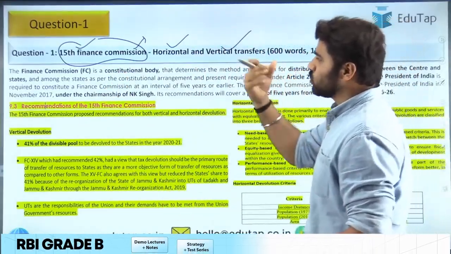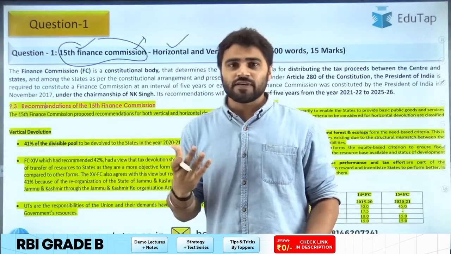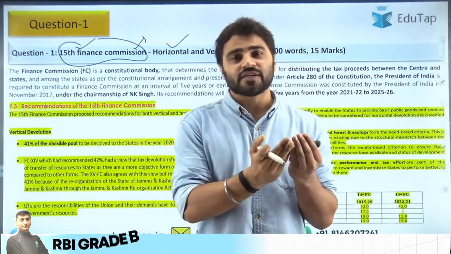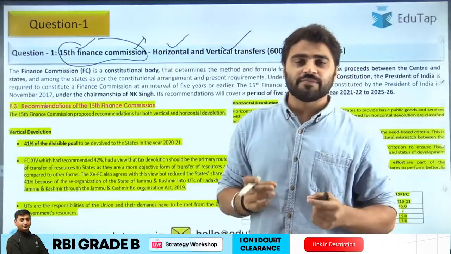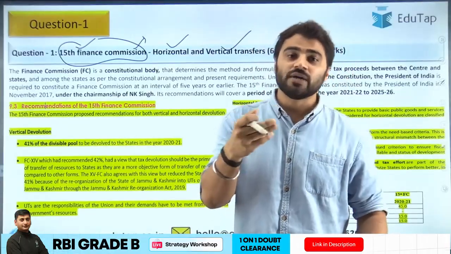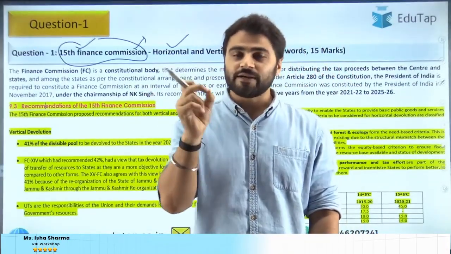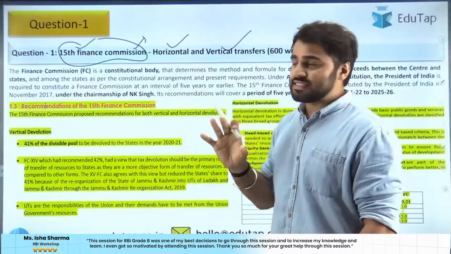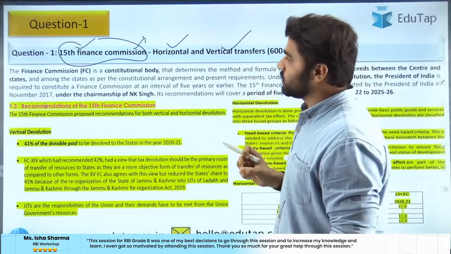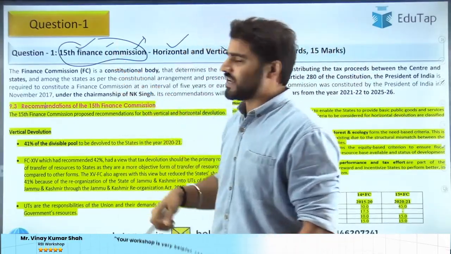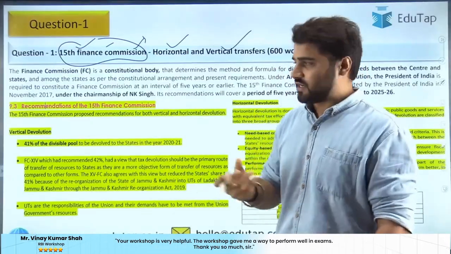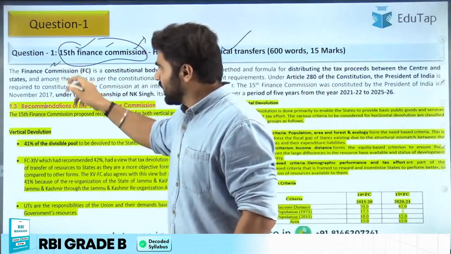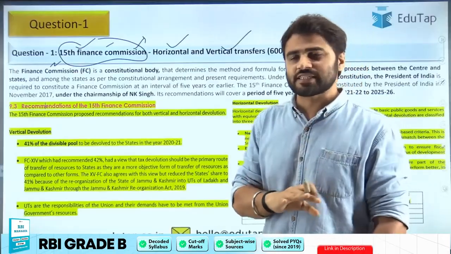So first of all guys, how to approach this particular question? We always say in our session that you have to read the question carefully, you have to highlight the keywords mentioned in the question, and guys, you have to break the main question into different micro questions, right? So this is how you need to approach any particular question. So if you talk about the 15th Finance Commission, first of all you have to introduce what is the 15th Finance Commission. So here you can give the introduction with regard to the 15th Finance Commission, right?